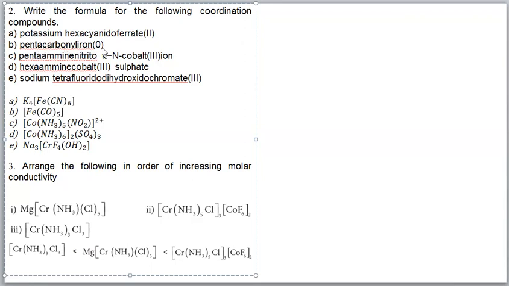And then pentacarbonyliron(0). That is Fe(CO)5 in square bracket. No charge because CO charge is 0. Right. Here the iron charge is also given as 0. So totally no charge.